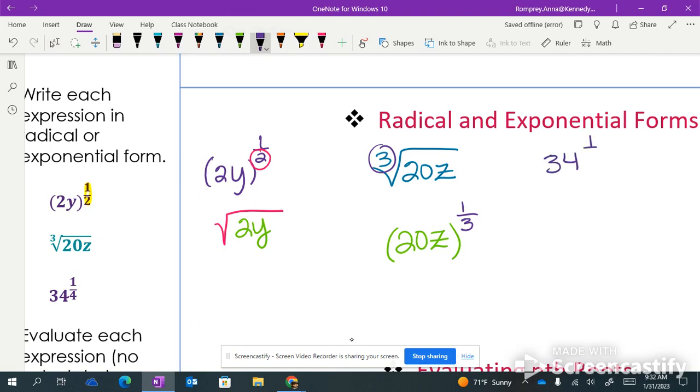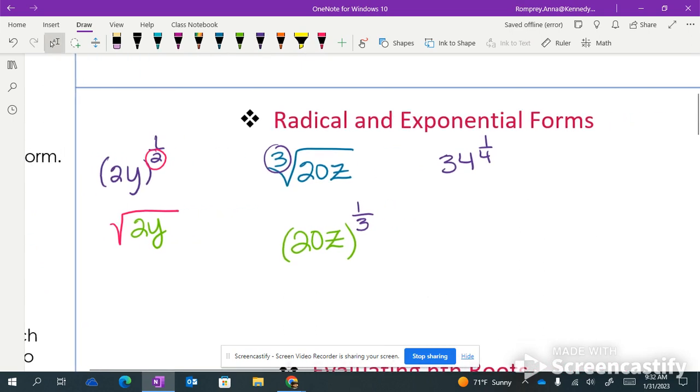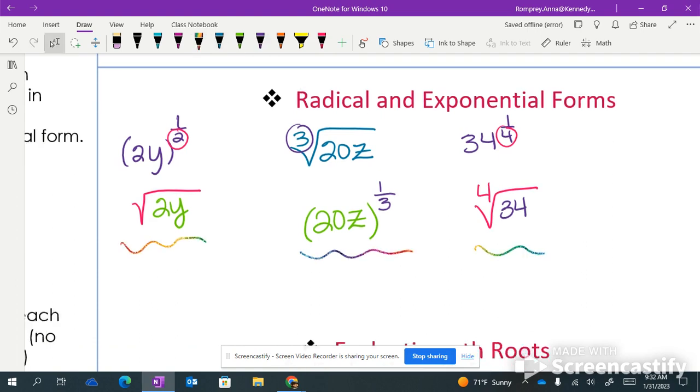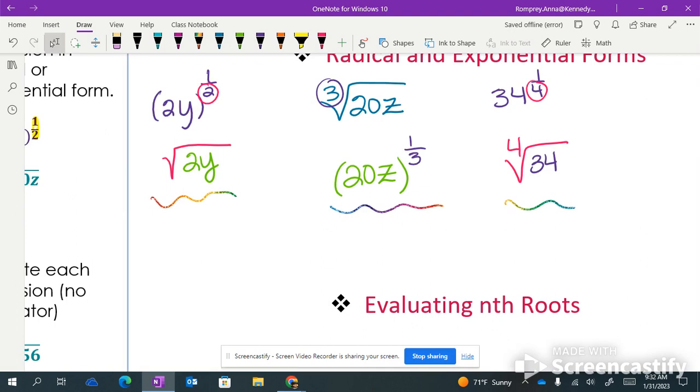34 to the 1/4. You try rewriting this as a radical. All right, so hopefully you circled that denominator, so that tells you this time we have a fourth root of 34. And again, the exponent is 1, so we don't have to put it in parentheses and put an exponent outside. That quick. That's all you need.